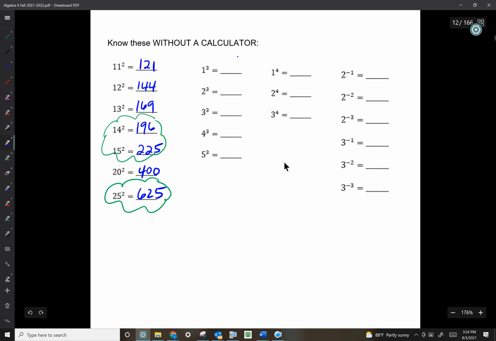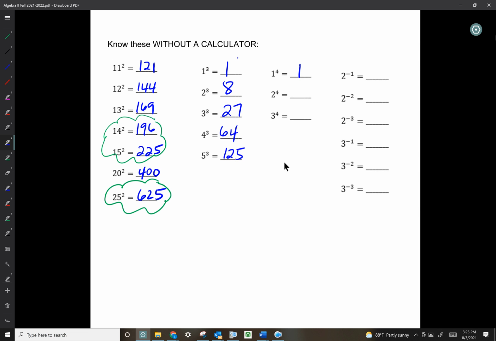I expect you to know the cubes up through 5, right? So 1 cubed is 1. Basically 1 to any power is just itself. Okay, 2 cubed, so 2 times 2 times 2, you need to know that that's 8. 3 cubed is 27, right? 3 times 3 times 3. 4 cubed is 64, you need to know that. 5 cubed, we mentioned, is 125, okay? So again, maybe a few of those you're not as familiar with, but you need to become familiar with them.